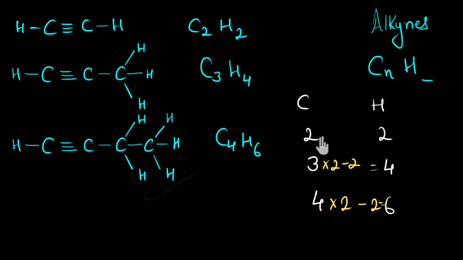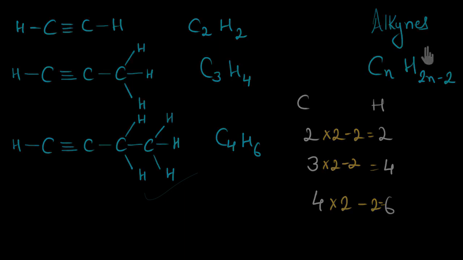Yes, I'm getting it. Once again, 2 into 2 and minus 2. So 2 2s are 4, minus 2 is 2. So yes, this is the relationship, into 2 minus 2. That means if you have n carbon in a simple alkyne, then the number of hydrogen atoms will be twice the number of carbon atoms, 2n minus 2. This is going to be the general molecular formula of simple alkynes.